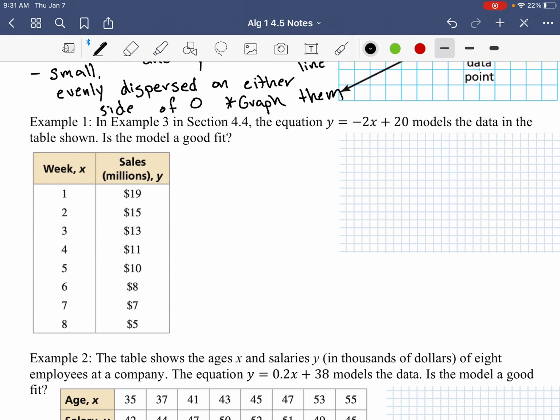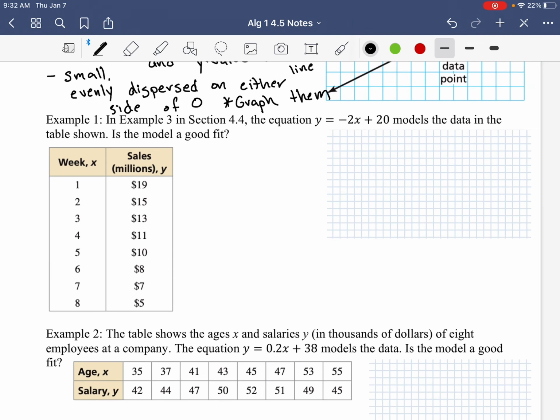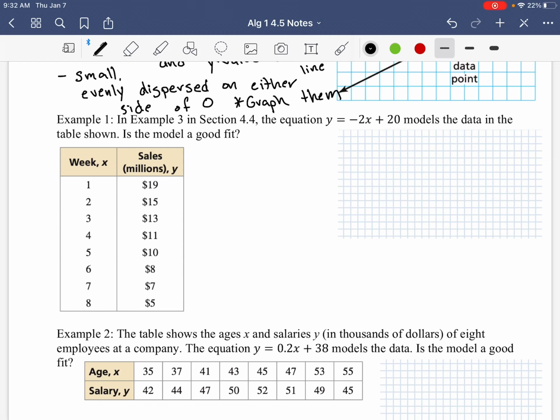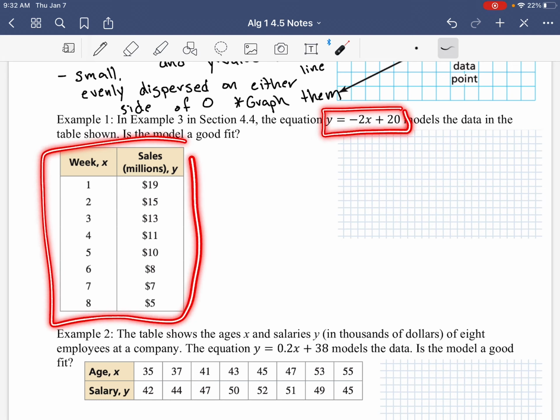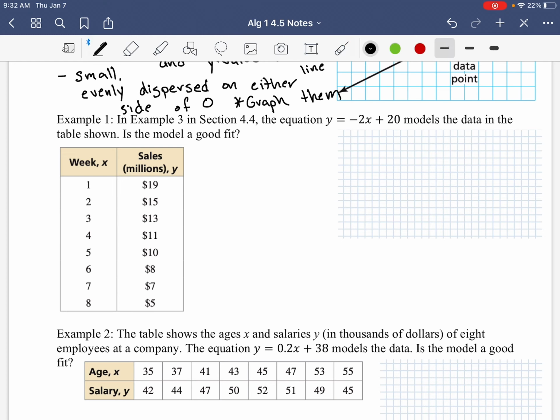So in our last section, we came up with an equation that models the data in the table. And so they came up with this equation here. So this right here is our model. This over here is our data set. So I need to take this model and come up with the y values for each of these x values over here. So I'm going to create one more column, and I'm going to call it my model y values. And we're going to go ahead and come up with those.